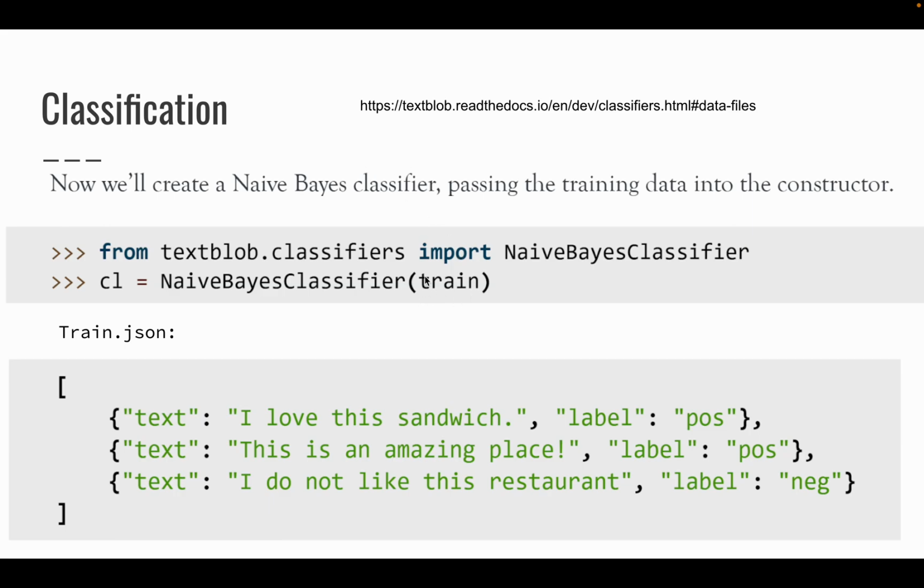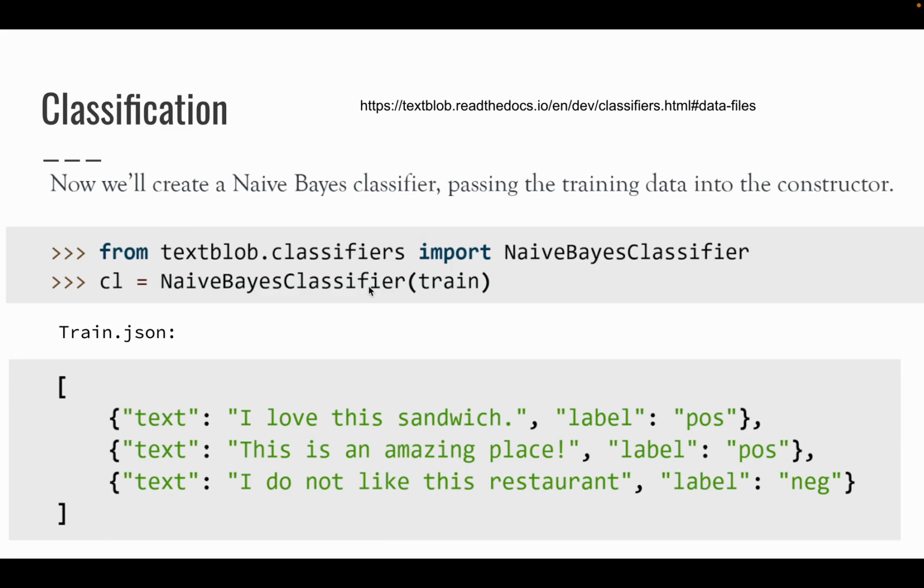There's a couple ways you can do this. You can pass in a list of tuples where each tuple is organized so that the left side of the tuple is the sentence and the right side of the tuple is the label. And you can pass that list of tuples into this classifier like this. That's one way to do it.